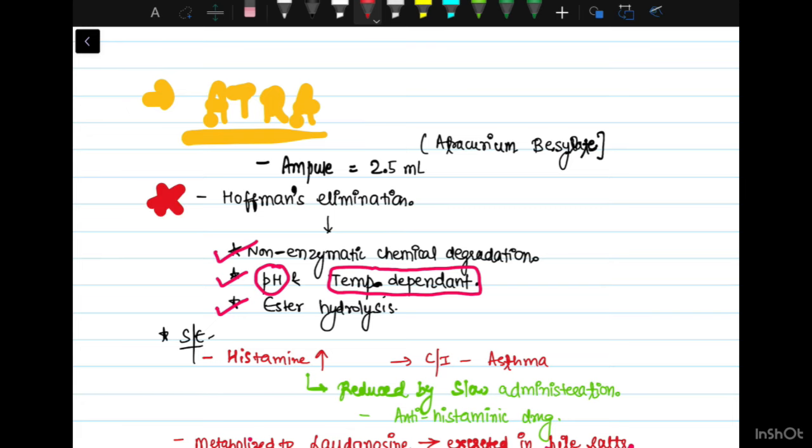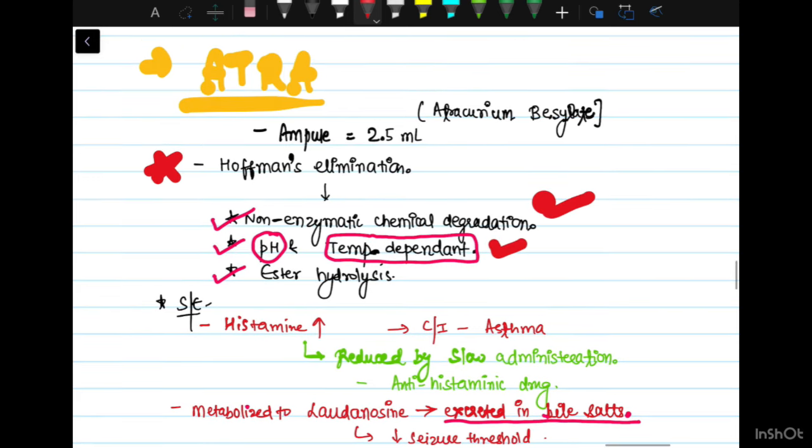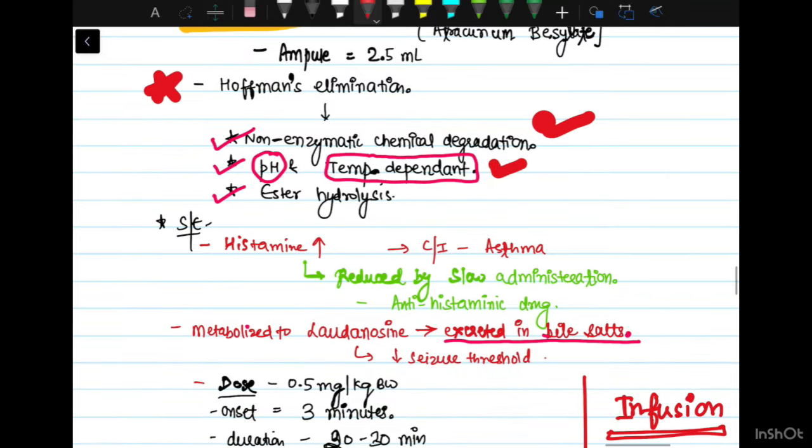So it has its own Hoffman elimination, which is a non-enzymatic chemical degradation, which is pH and temperature dependent. And that is very important, because atracurium ampules have to be kept in the fridge, at much lower temperatures as compared to the other muscle relaxants. So atracurium should be used in fresh form from the fridge, so the effect is better or more pronounced.